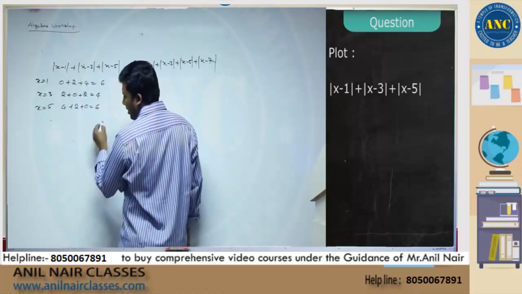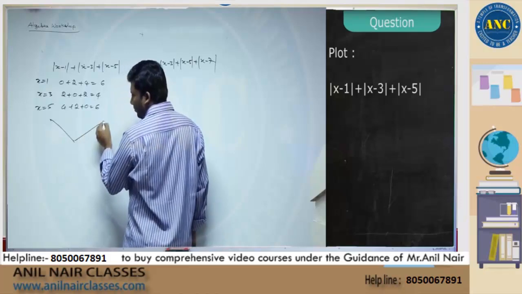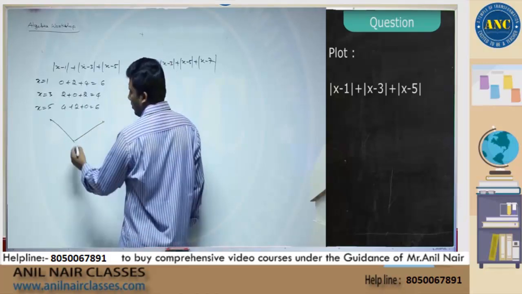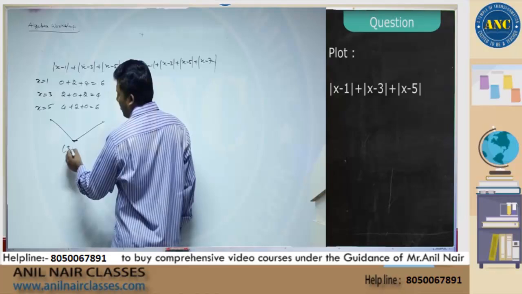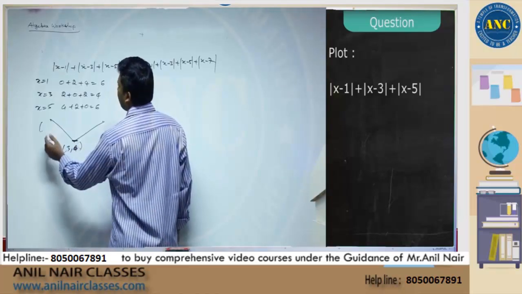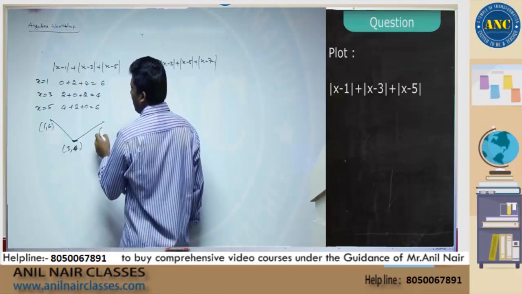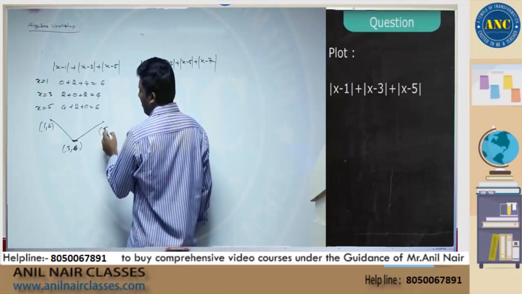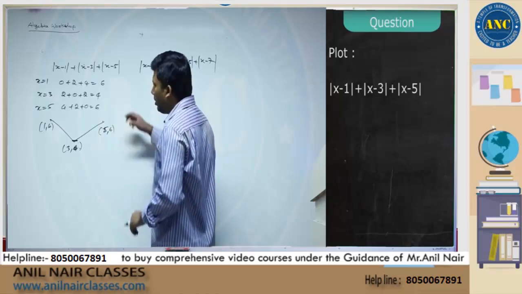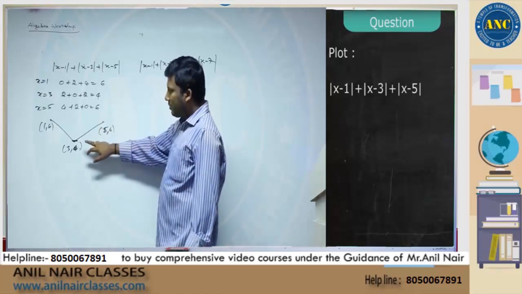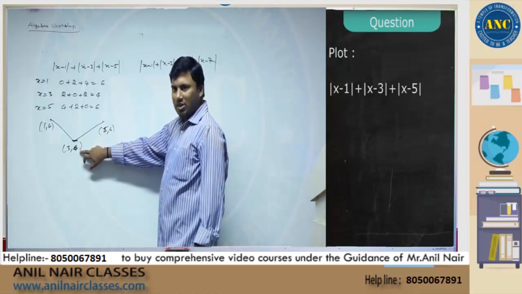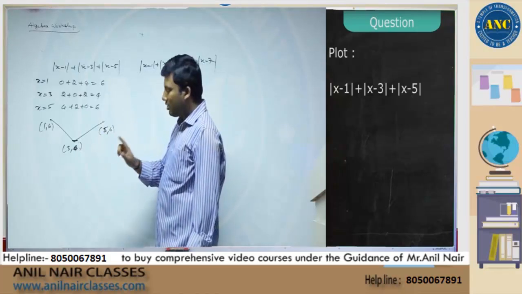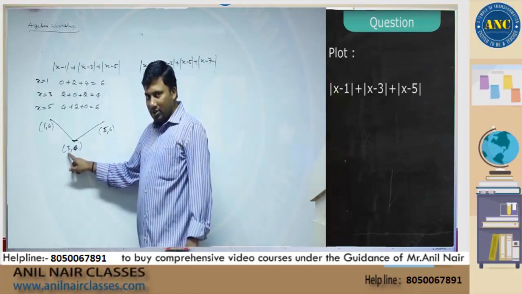Can I say the graph is like this? This is value 3 comma 6. Sorry, 3 comma 4. This is 1 comma 6. This is 5 comma 6. What is the minimum value for this expression? 4. At what value? 3.